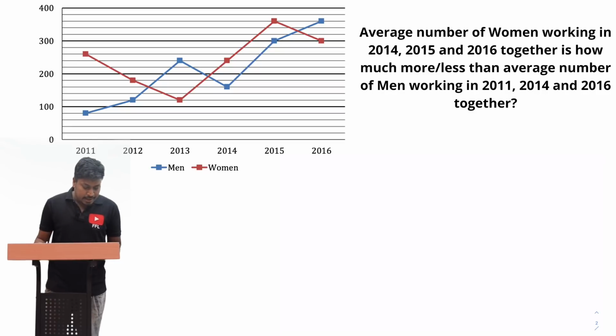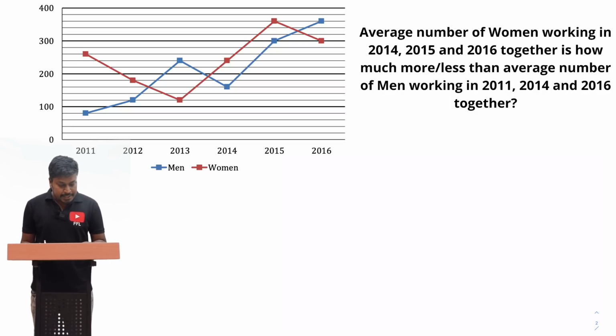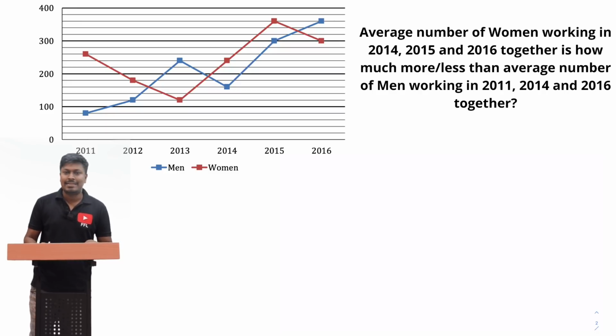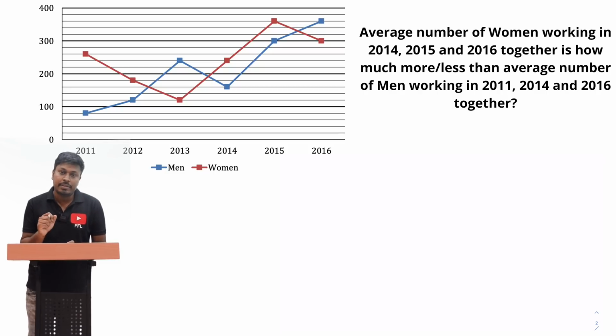Second question: the average number of women working in 2014, 15, 16 together is how much more or less than the average number of men working in 2011, 14, 16. We need to find how much more or less, not the percentage. In case they ask in a percentage, then you have to go with the formula X minus Y divided by Y into 100. But here they didn't talk about any percentage. We have to find the average for the first case, and for the second case the average, and then find the difference. Got it? So first let me find the average women working in 2014.